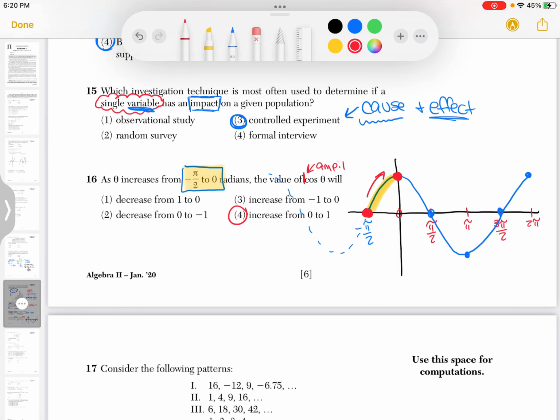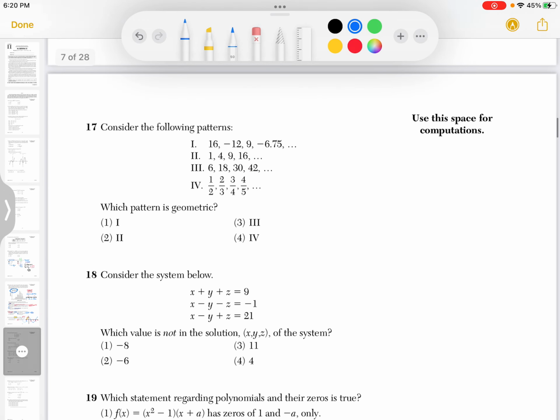All right, number 17, consider the following patterns. Which pattern is geometric? So it's super important that we know what this word is. Geometric means it follows a multiplying pattern.